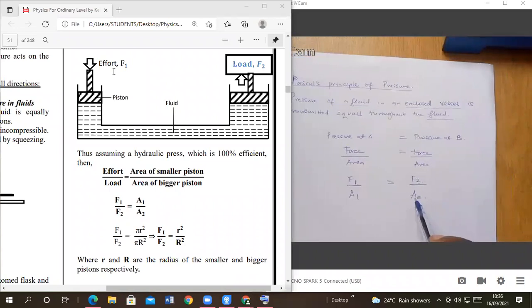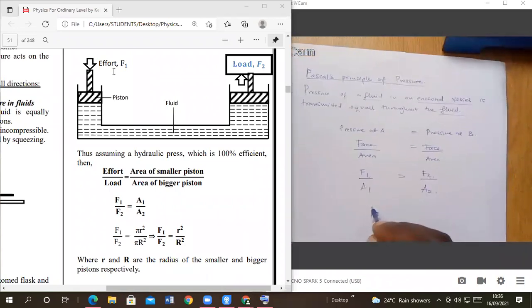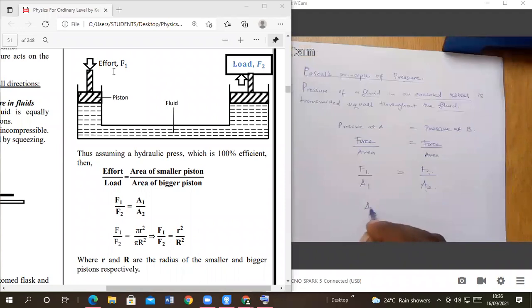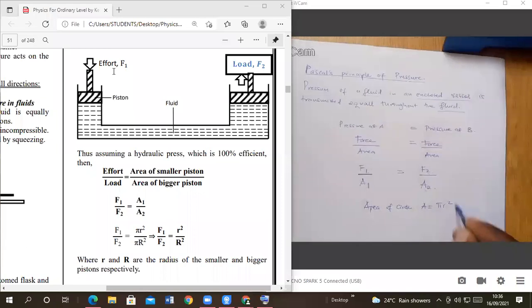But the other thing that you should remember is that we know that area, this is a piston, and this area, A1, or the area, or let me call it just area. This area is of a circle. So we use the area of a circle, which is given by area is equal to pi r squared. So that's the area that we use.